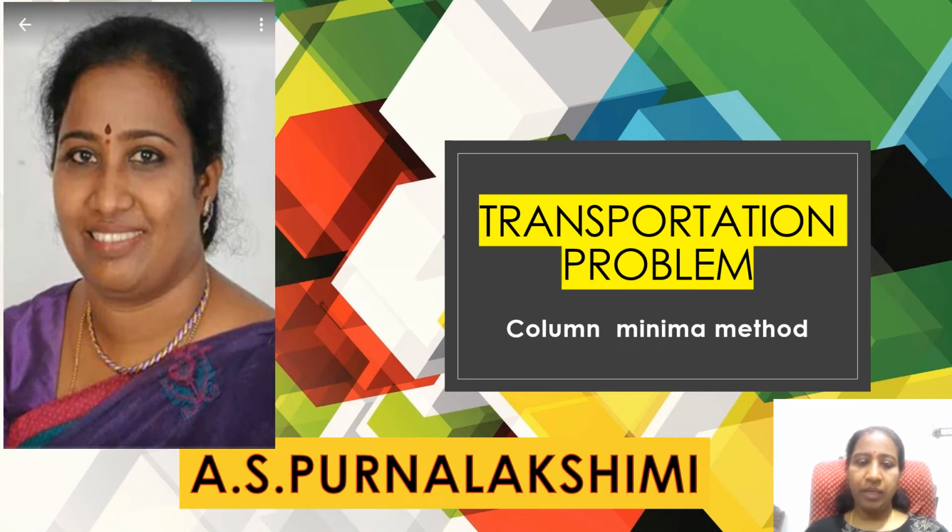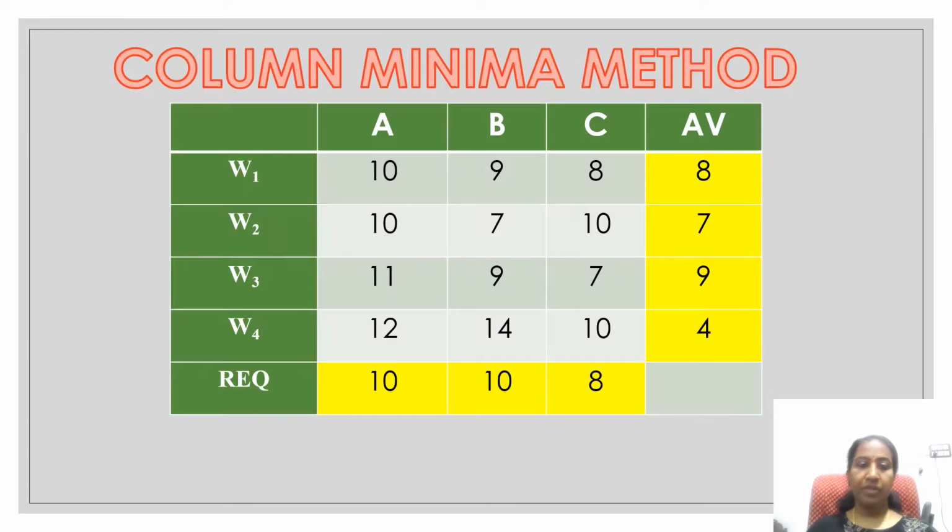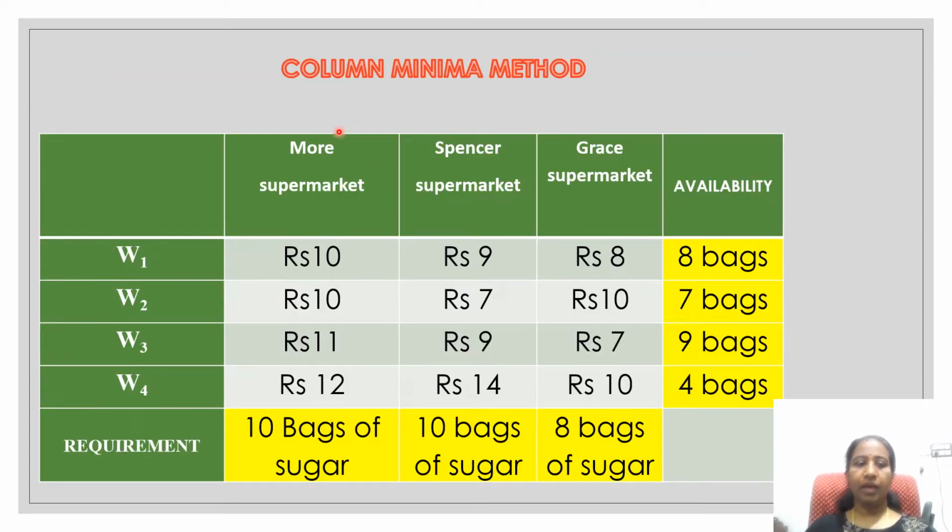Hi everyone, in this video we are going to learn the column minima method in operations research. I have taken a balanced transportation problem and slightly changed the names A, B, C into names of stores for ease of learning. Here I have named them More Supermarket, Spencer Supermarket and Grace Supermarket for better understanding, and wholesalers W1, W2, W3, W4, and the availability is 8 bags, 7 bags, 9 bags, 4 bags.